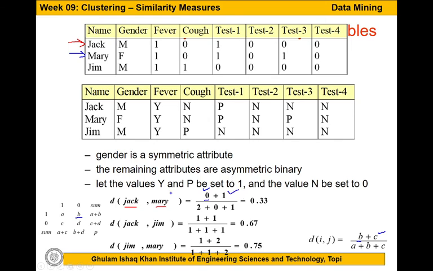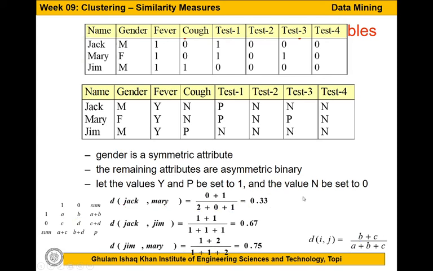Then we have to compute a. For a we are finding the variables for which Jack and Mary both have value 1. You see here 1 1, that is one, and this is 1 1, that makes two. So this is 2. Similarly we will compute b and c as well. Putting these values in the formula, we find the distance between Jack and Mary, and similarly we can find the distance between Jack and Jim, and Mary and Jim.